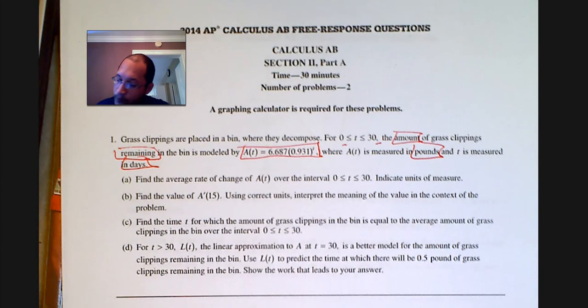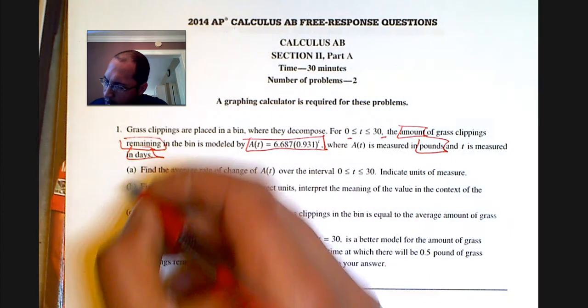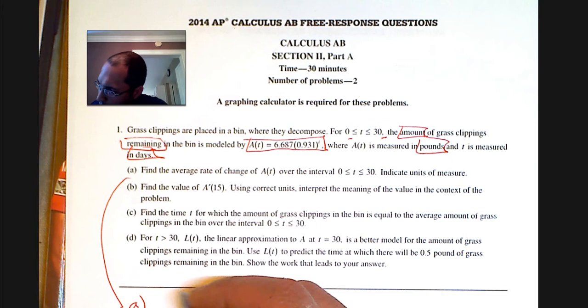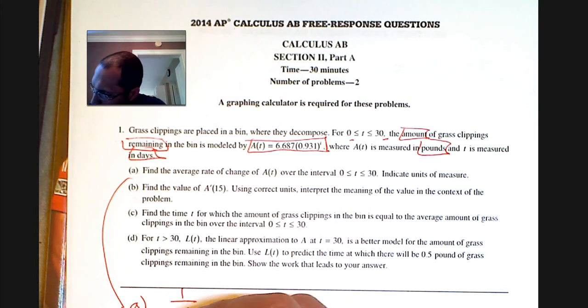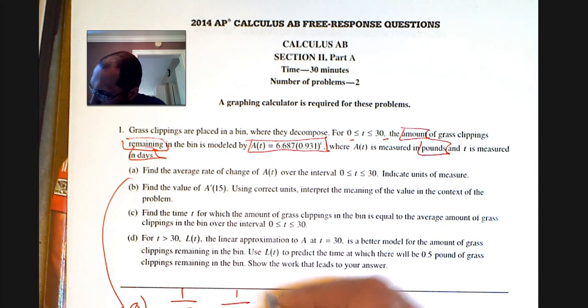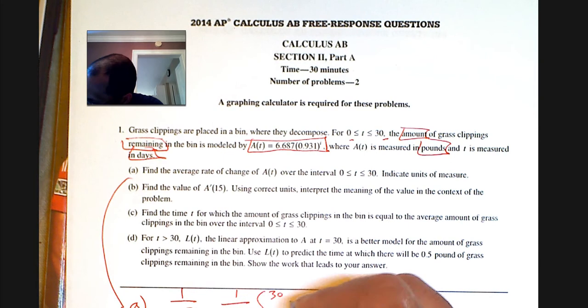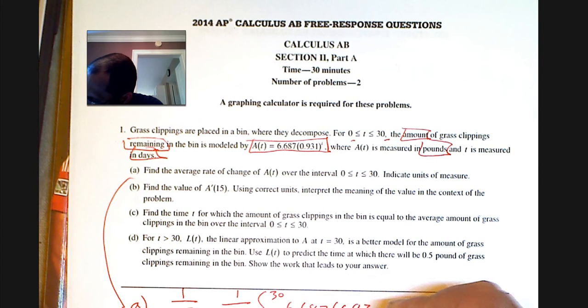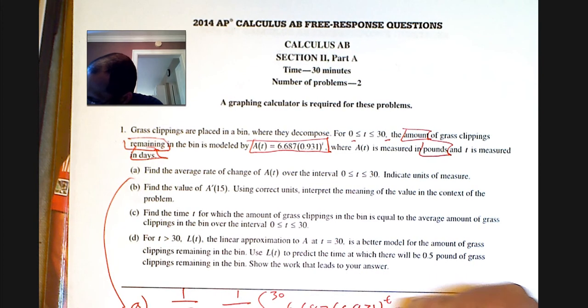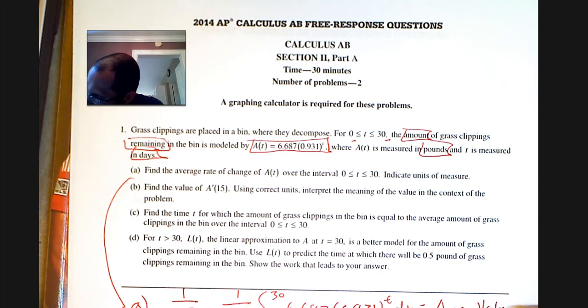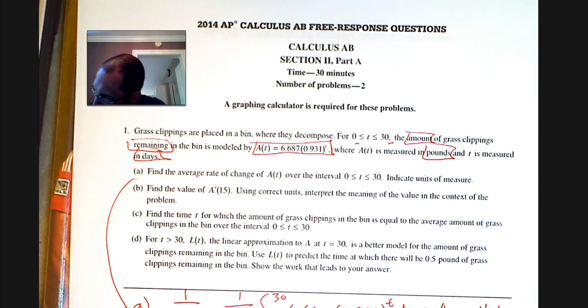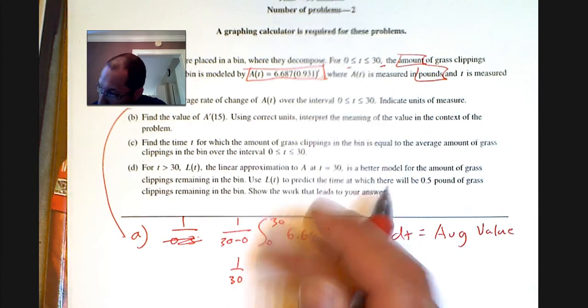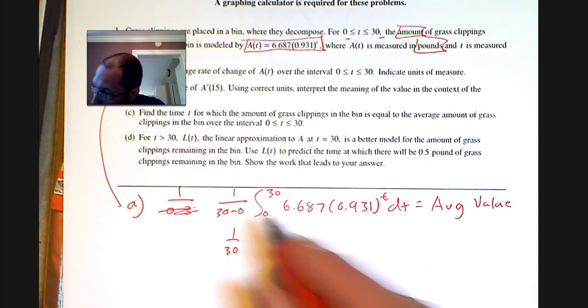Okay, find the average rate of change. Oh, that's easy. We'll have an integral on it. 1 over 30 minus 0, integral from 0 to 30 of 6.687 times 0.931 to the t, dt, equals the average value. You must write the 1 over 30 right here. Must continue to write that, okay? 0 to 30.